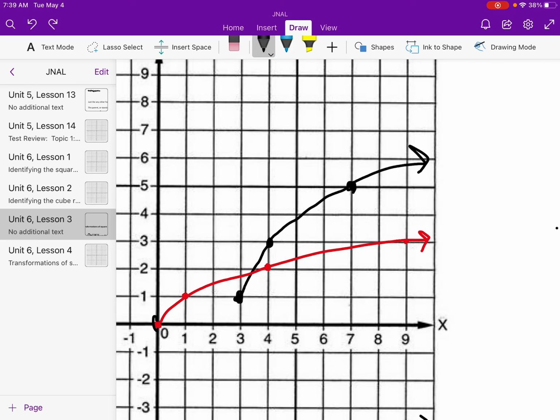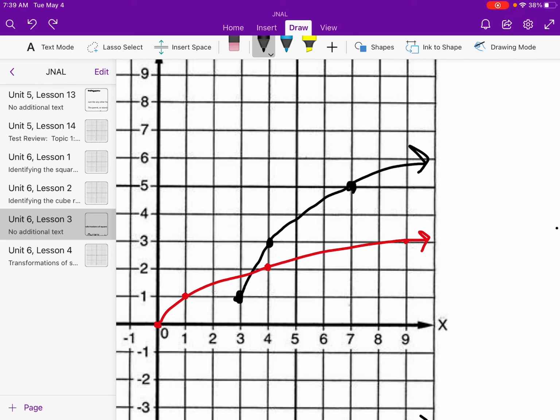We can see from here, 1, 2, 3, 1. And then from here, 1, 2, 3, 1. Wait a second, what? Oh, wait, sorry. That doesn't work for every point because of the vertical stretch.